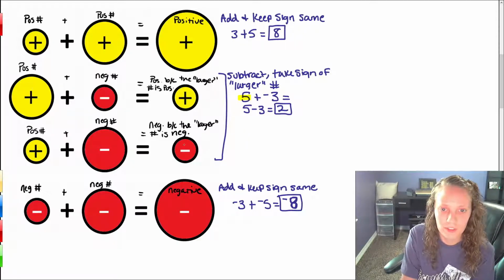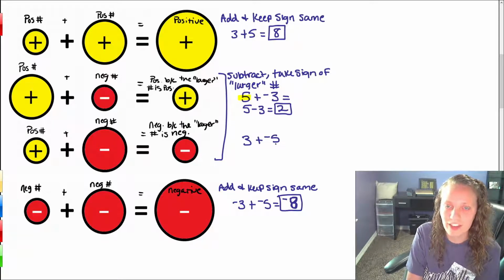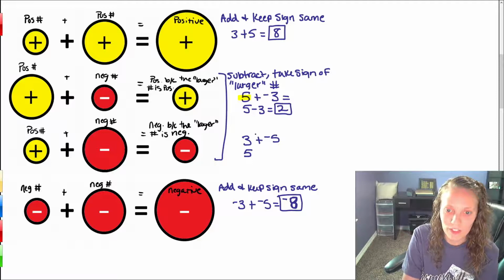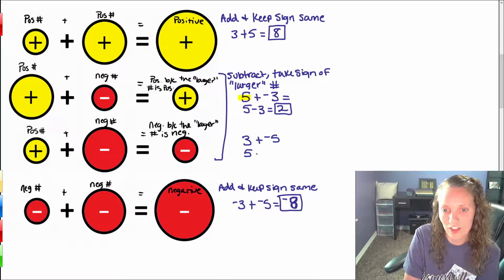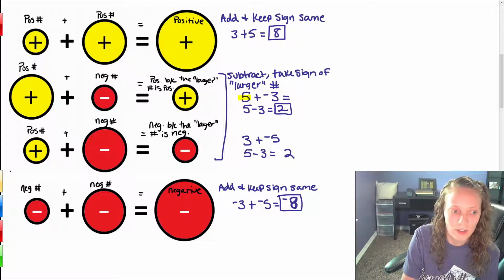Let's try another one. 3 plus -5. Again, 3 is positive, 5 is negative. We are going to subtract. Now, we may not be able to do 3 minus 5 in our head, so we need to flip that around. Let's flip this and make it look like 5 minus 3, and that is 2.